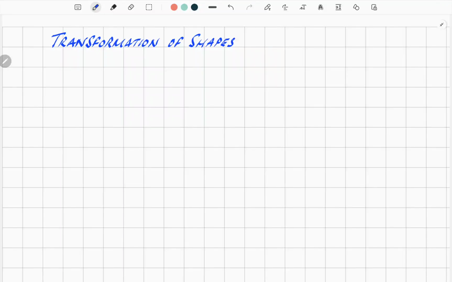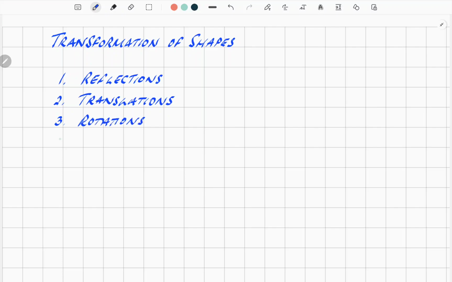So transformation of shapes, right, on a graph. The four that you're expected to know are reflections, translations, rotations, and enlargements. All right, so those are the main types, right, for any shapes and things that you're given.